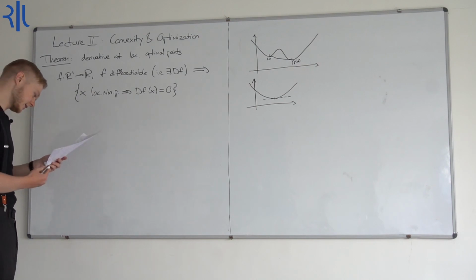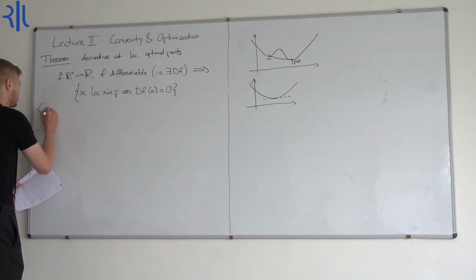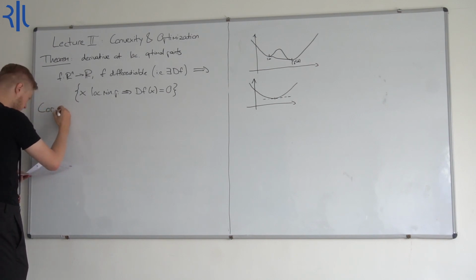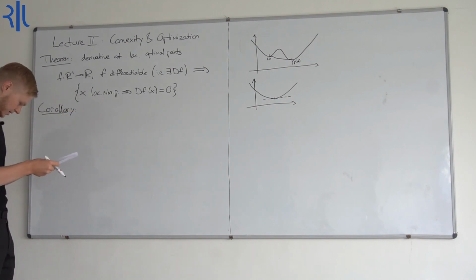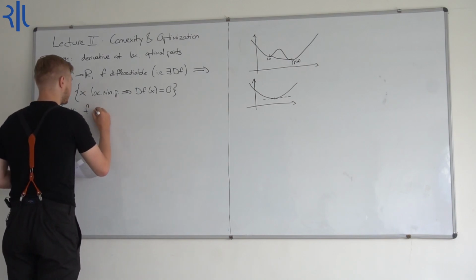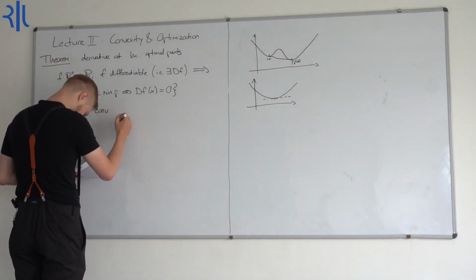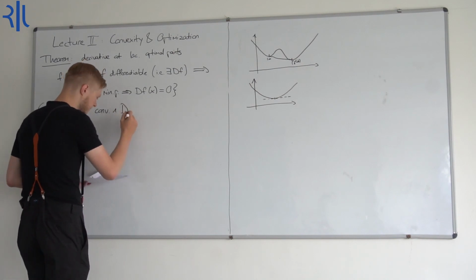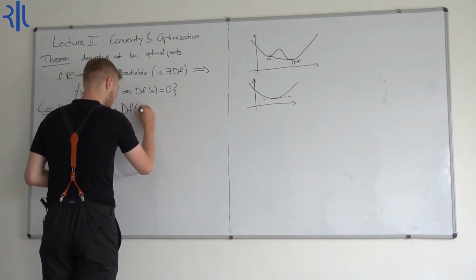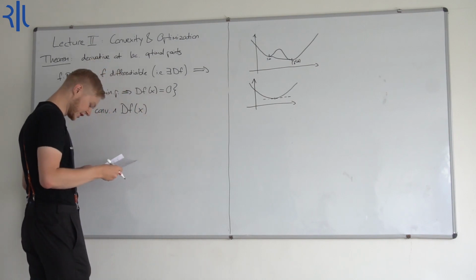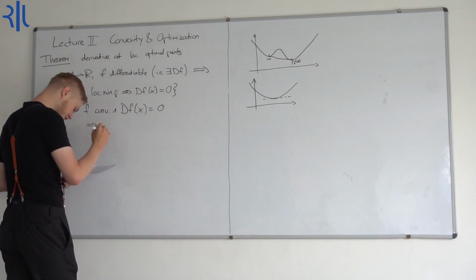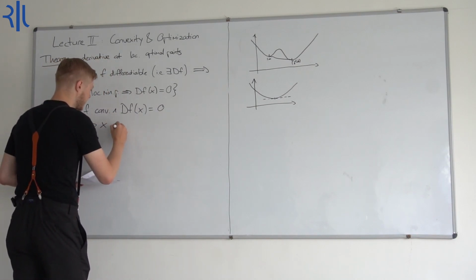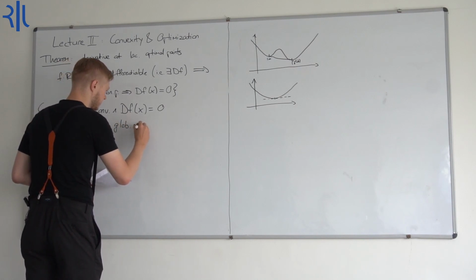And having this allows a corollary, which is a simple conclusion. If F is convex, and the differential at x is 0, then you know that x is a global minimal point.